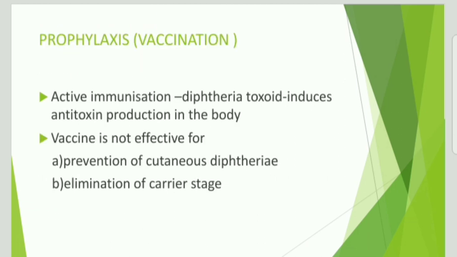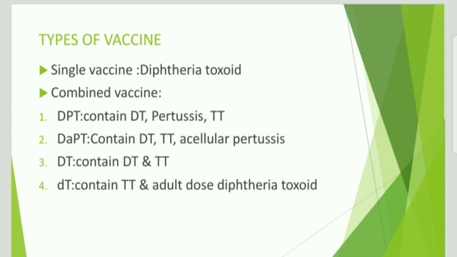Now next, see what is prophylaxis or vaccination. Active immunization is done with the diphtheria toxoid, as it induces antitoxin production in the body. However, the vaccine is not effective for two conditions. First, prevention of cutaneous diphtheria, and secondly, elimination of the carrier stage. The types of vaccine: there are single vaccines as well as combined vaccines. An example of a single vaccine is diphtheria toxoid, and an example of a combined vaccine is DPT or DT.